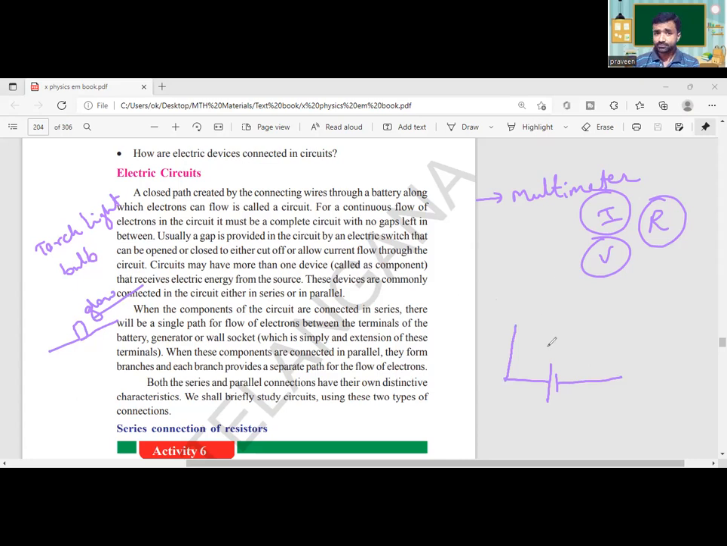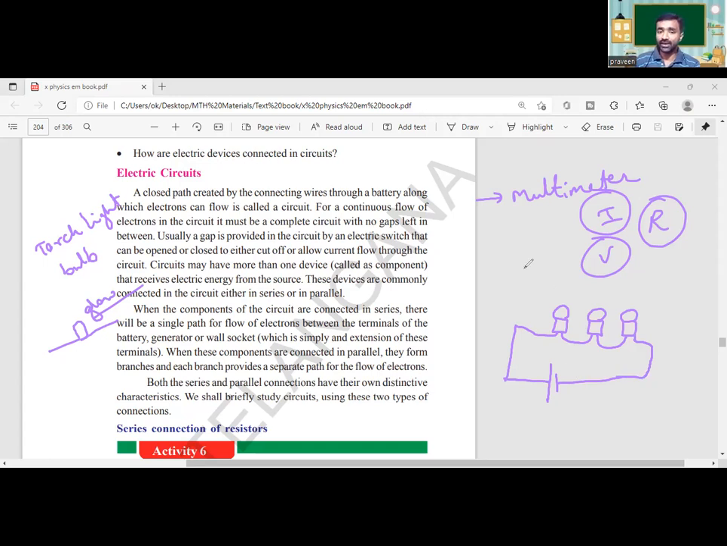Then those torchlight bulbs I am connecting in a single path. So how to connect? Any bulb has 2 terminals. Those 2 terminals of the bulbs are connected here using only 1 wire, cut into many pieces. One of the pieces is connected to the first terminal of the bulb, then using another piece of wire, the second terminal of the first bulb is connected with the first terminal of the second bulb. Then the second terminal of the second bulb is connected with the first terminal of the third bulb. Then the third bulb's second terminal is connected to the negative terminal of the battery, right?